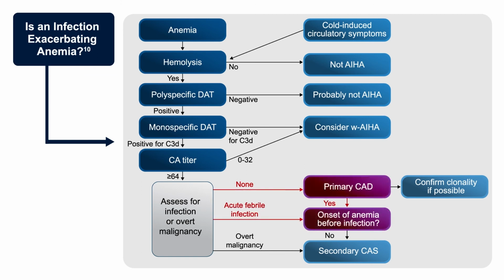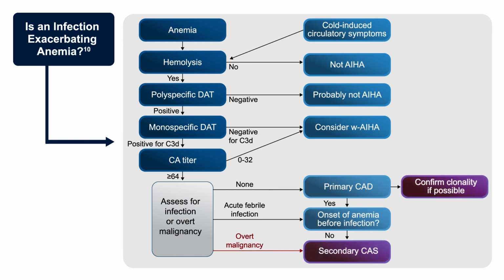In these patients, acute illness can trigger life-threatening hemolytic crises. Those infections can be minor or major. We never quite know how serious the hemolytic crisis is going to be. Patients without anemia before an acute infection, or those with an overt malignancy, are diagnosed with cold agglutinin syndrome.